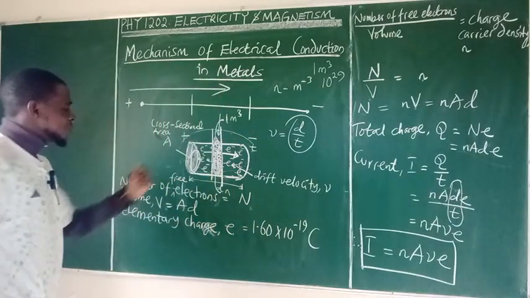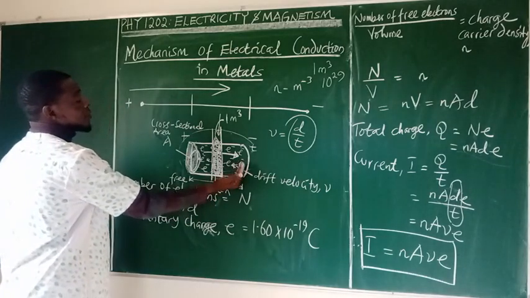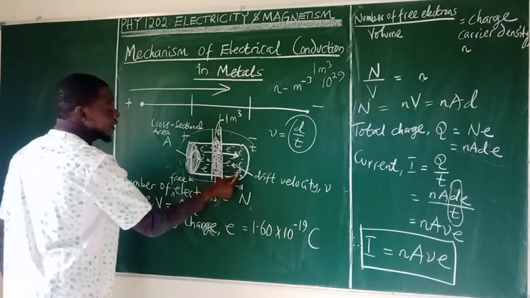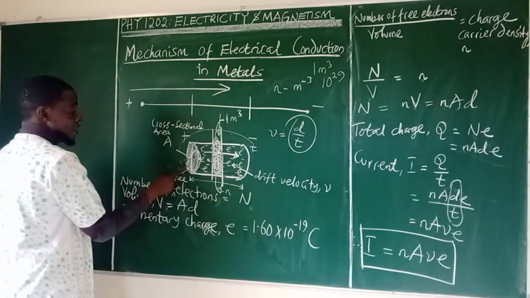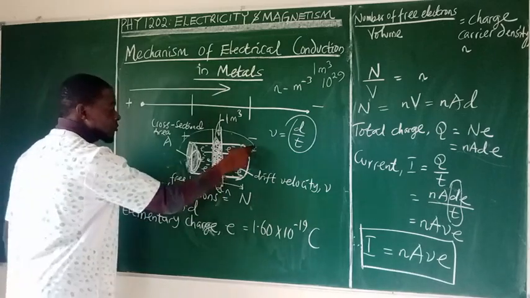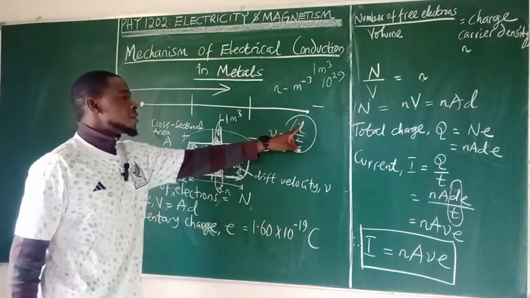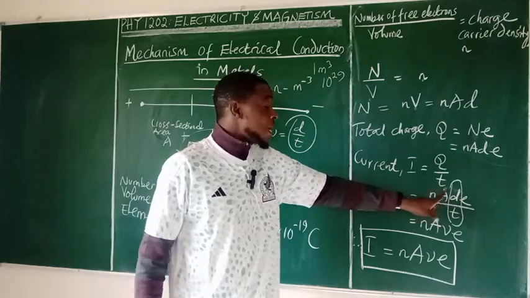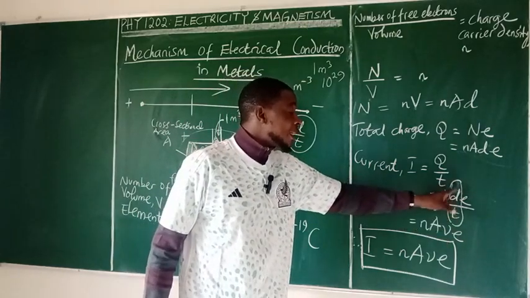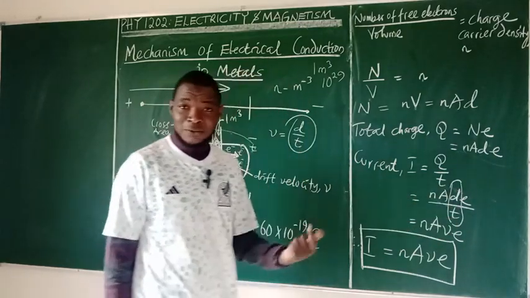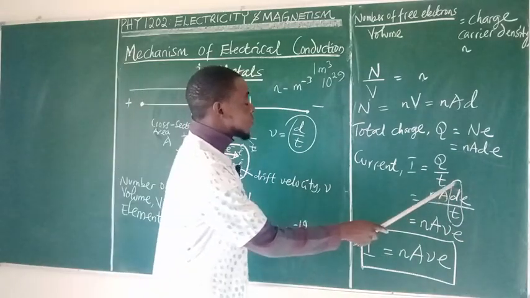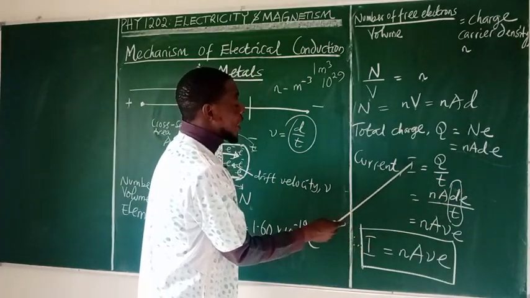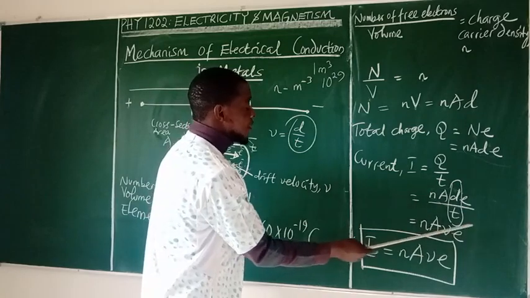Now, coming back to the material, since the electrons are drifting from this end to this end, assume that an electron moved from here to here a distance d in a time t. Its drift velocity is given as d over t. Now, if you bring this idea to this formula, you will see that you have d over t here that you can replace with v. So instead of d over t here, we can just put v so that our current I becomes nAve.